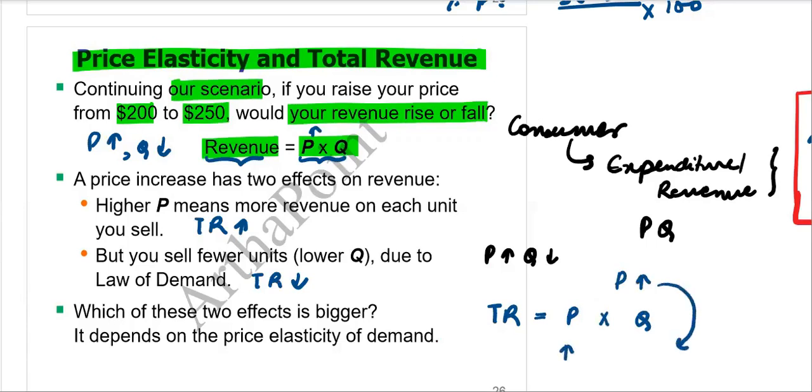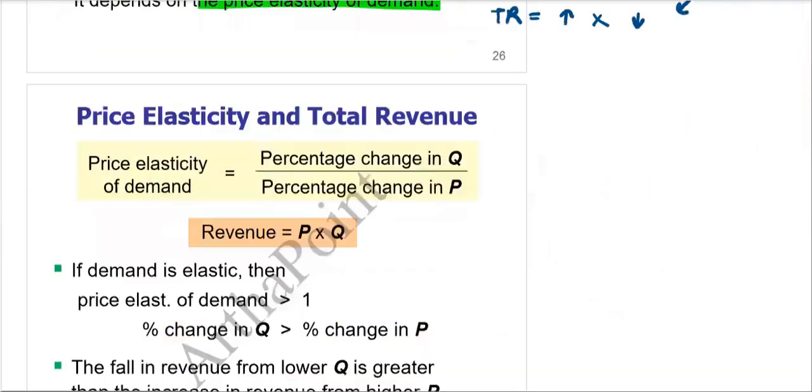Now the question is, total revenue, which is price into quantity, when price increases, because of it, the law of demand suggests that quantity should decrease. Then what should happen to total revenue? Should it increase or decrease? This actually depends on the price elasticity of demand.